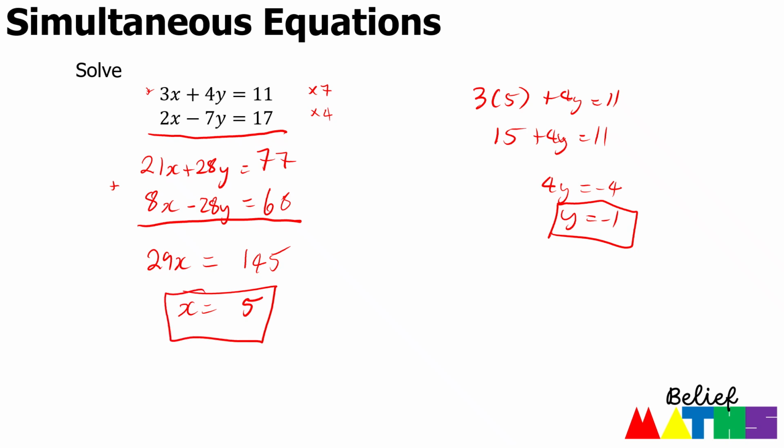And the way you can check this, you don't necessarily need to write this down, but a nice check is to sub both values into the second equation. 2 times 5 minus 7 times minus 1, if you put that in your calculator, gives you 17, which is the answer you wanted from here. So therefore, you can be fairly confident that your answer is correct.